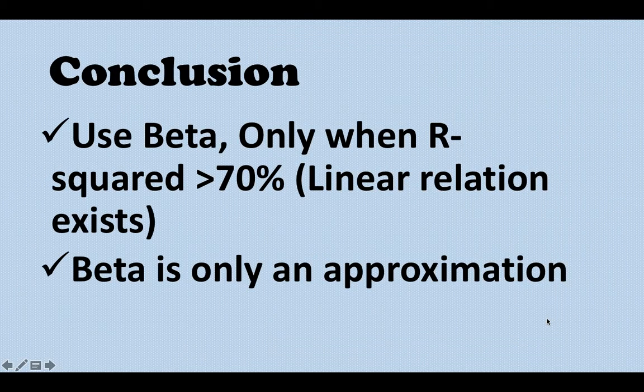So, in conclusion, when you use beta, make sure the R square is greater than 70%. In the financial industry, we have a 70 rule. When R square is greater than 70, you can use the beta, because that linear relationship exists. Beta is only an approximation. If you want to use beta to predict the return, that's just the approximate return. So it's not that accurate.